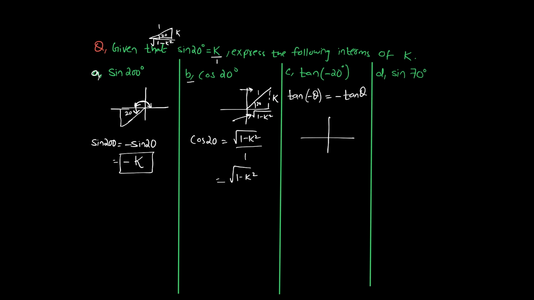So it is a negative angle, so this tells you that the angle is formed here, that's your minus 20 degree, which means that the right angle triangle is being formed in the fourth quadrant. The ratio, okay, okay.